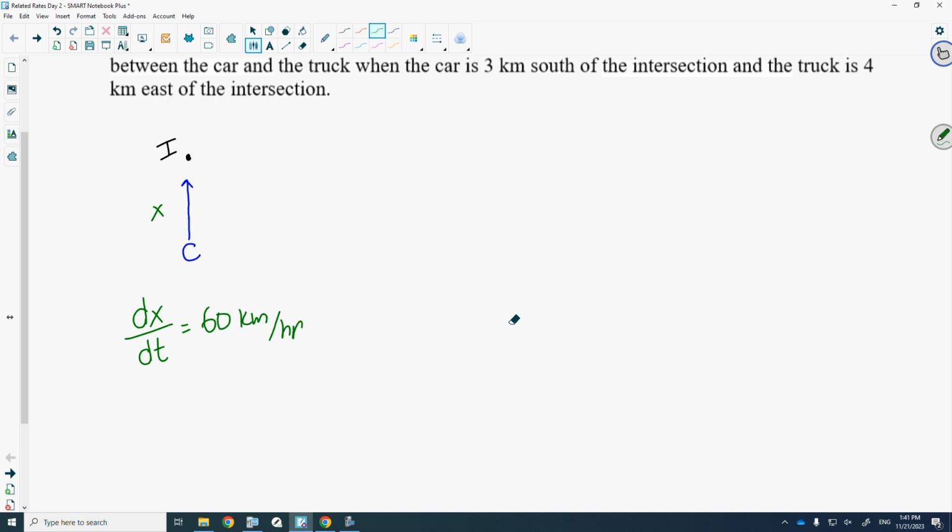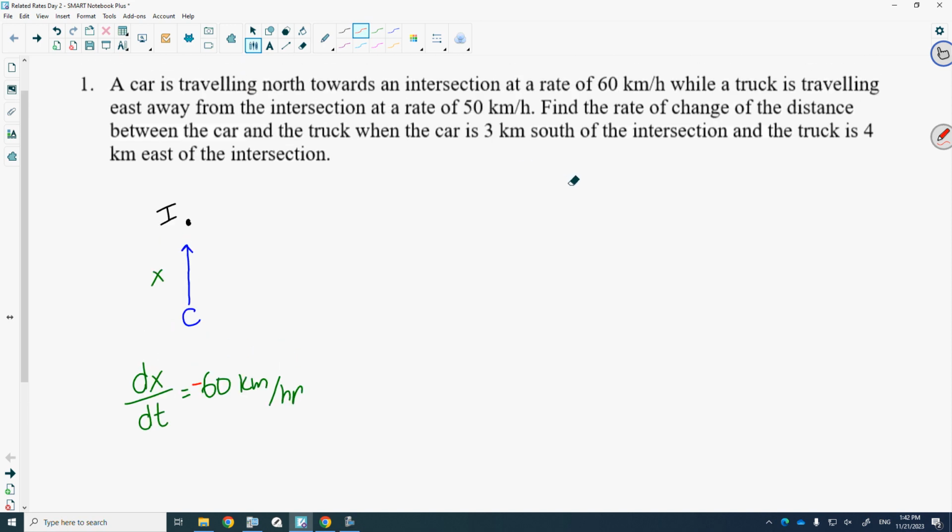Now, what happens is the intersection is technically the origin, and you're either going to have cars moving towards the intersection or away from the intersection. Because the car is getting closer to the intersection, this x is going to be becoming a smaller number, so the rate is actually going to be negative. So when you go towards the origin, it's a negative value. When you go away from the intersection, it's a positive value. So we're going to actually mark this as negative 60 kilometers per hour.